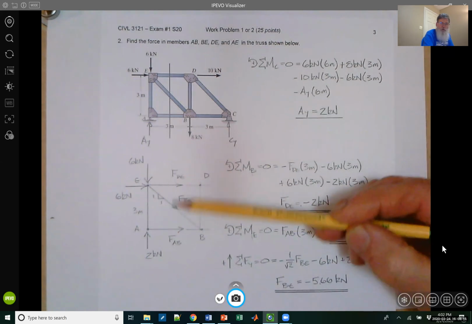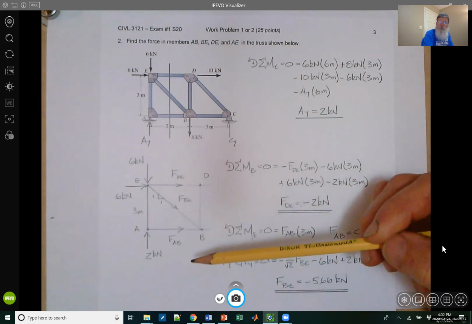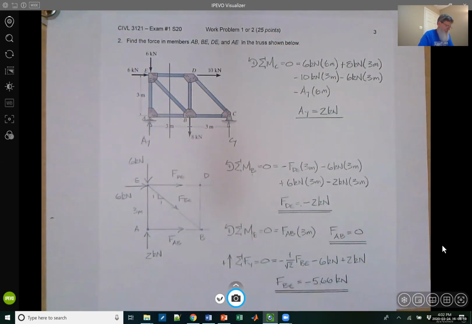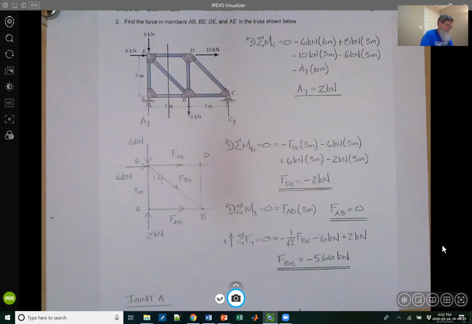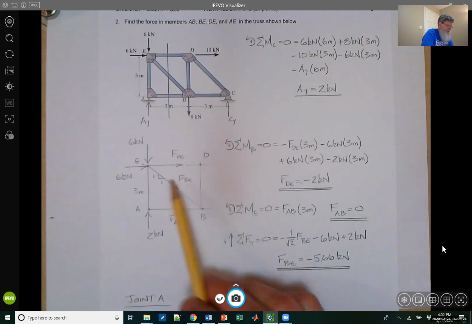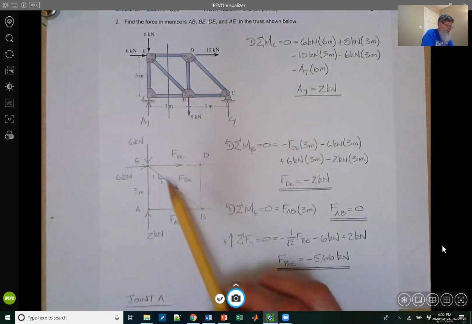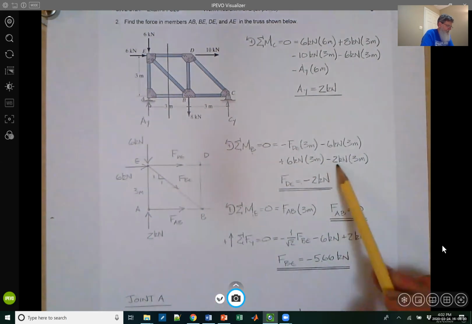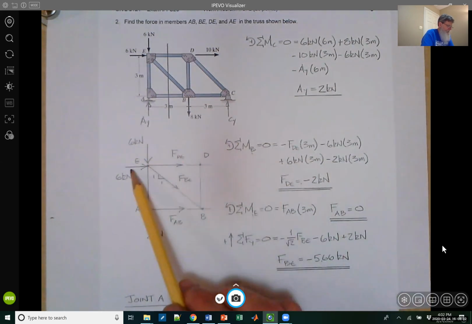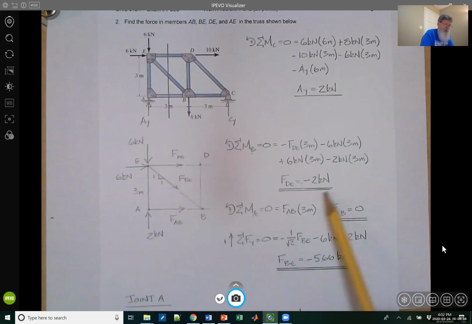It's the only unknown with a vertical component, so I'll just sum forces in the Y direction. Let's go through that. Starting with B, I just have to worry about DE. There it is, creating negative moment. And then I have a bunch of other forces to account for, one here, and then the reaction. So I found that DE was compression of 2 kilonewtons.